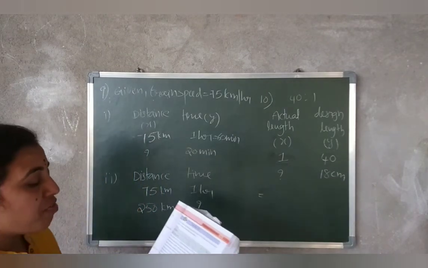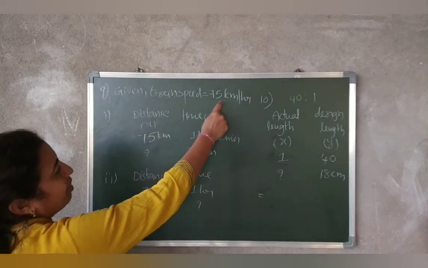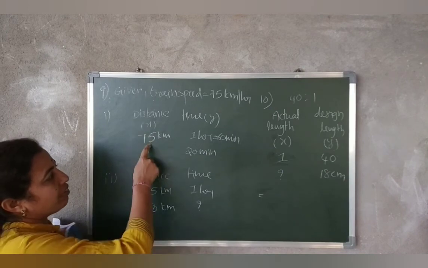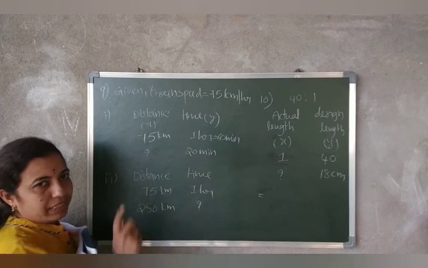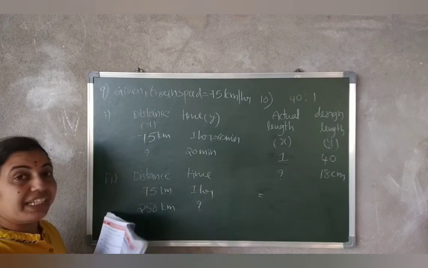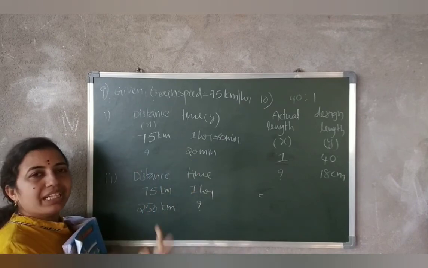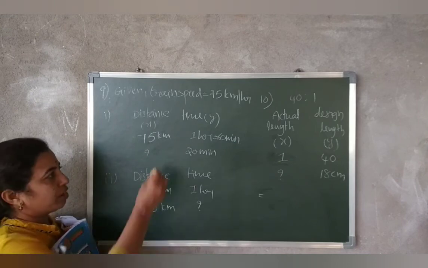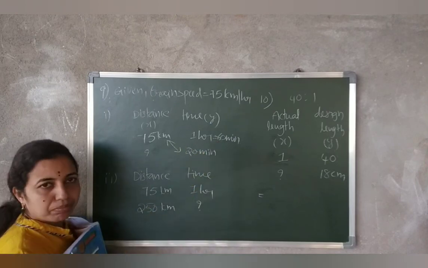Now, first one: how far will it travel in 20 minutes? See, first given is train speed 75 kilometers per hour. That means 1 hour, 75 kilometers. So distance is 75 kilometers and the time is 1 hour. 1 hour means 60 minutes. In the first problem, how far will it travel in 20 minutes? When time increases, distance will also increase. So both are in direct proportion. Go for cross multiplication and then division by 60.